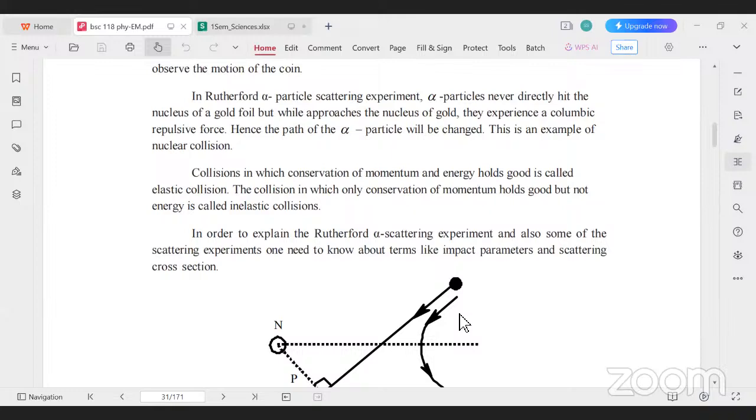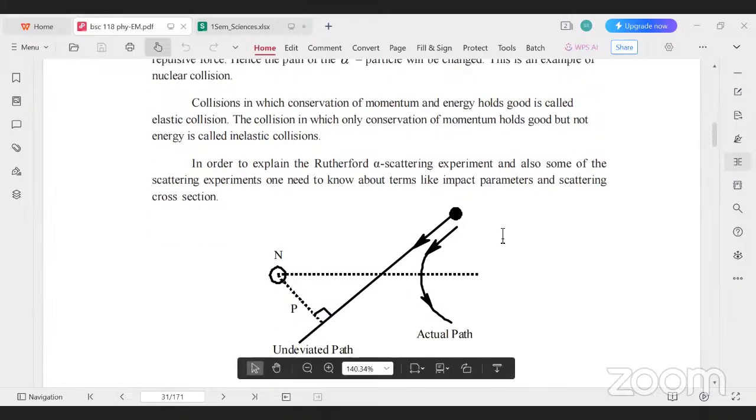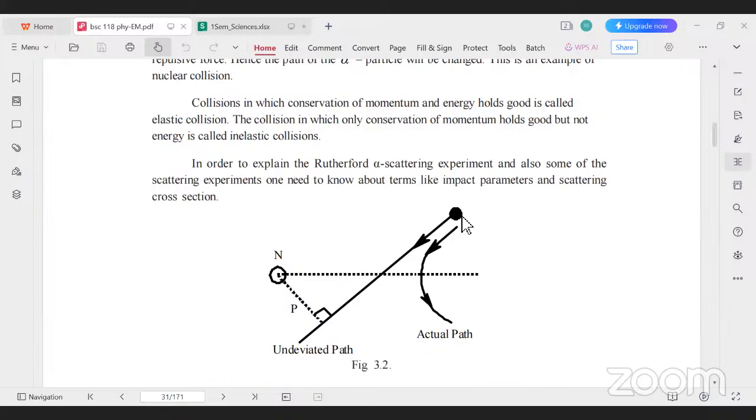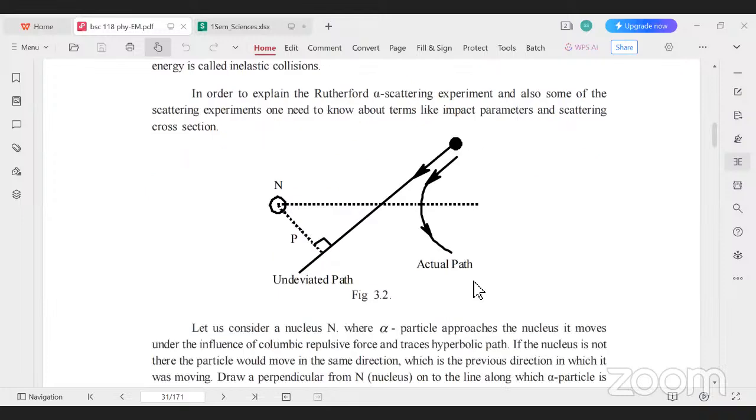Okay. So here we can see the actual path and the deviated path. When a particle moves, normally what we see through our eyes may be the actual, undeviated path. It can hit and it can flow in this way. Okay, this is what they have observed.